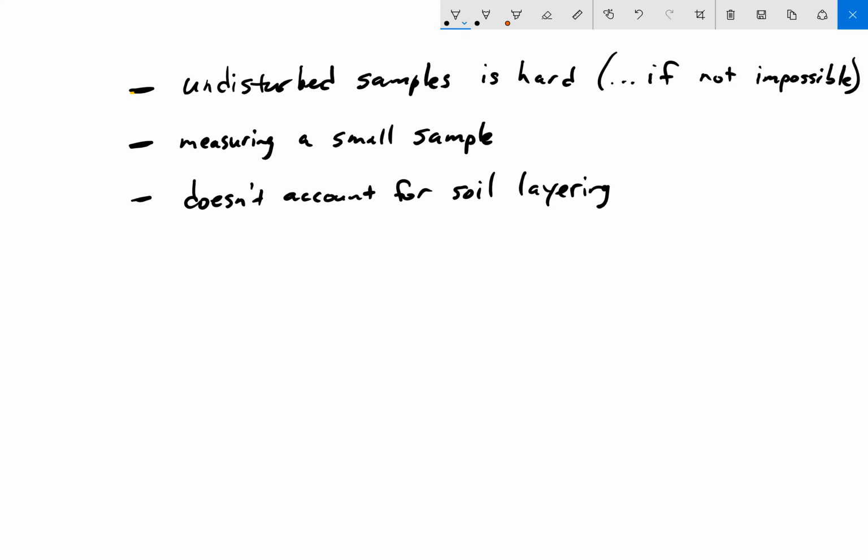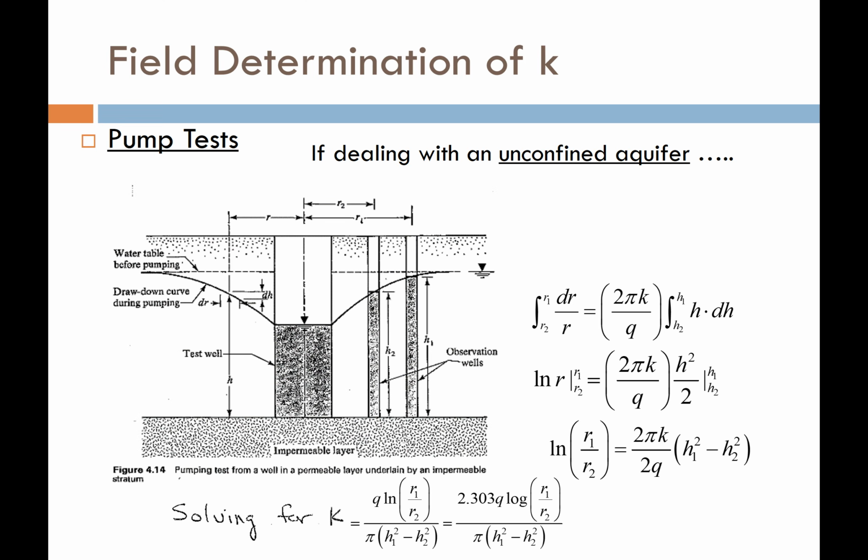And other things like heterogeneity or anisotropy, which we'll talk about in a little bit. So all of these things are really significant issues and problems. And how do we overcome them? Well, we can measure hydraulic conductivity in the field.